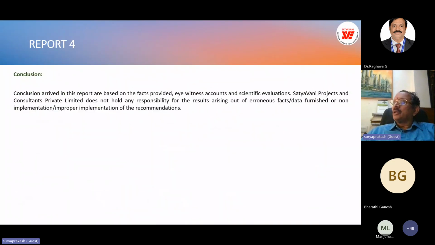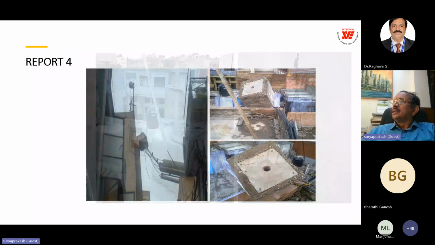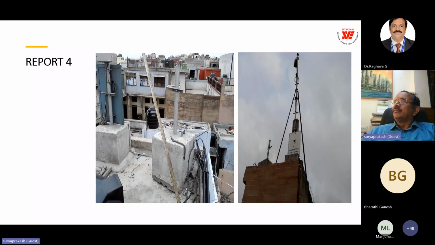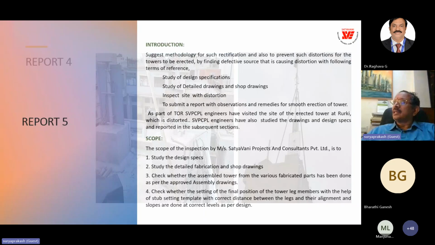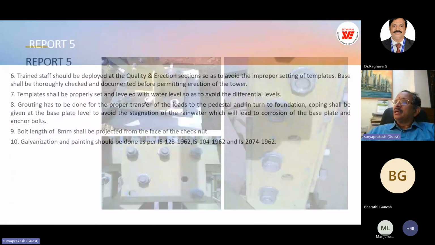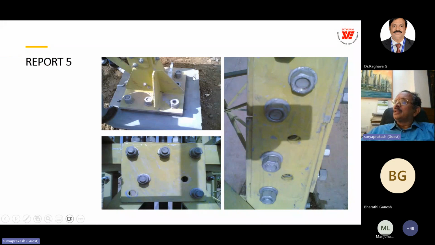I'm not explaining because we have more interesting cases, but wind failure is an interesting case study. That's why I'm showing all the different check nuts and lack of knurling, we call. There should be a minimum of 3 threads above the check nut. Here you can see there are 3 threads, and here it's not there. Here also you can see there are no 3 threads beyond the nut. So it's very important final checking in the final acceptance test, and missing bolts you can see here.